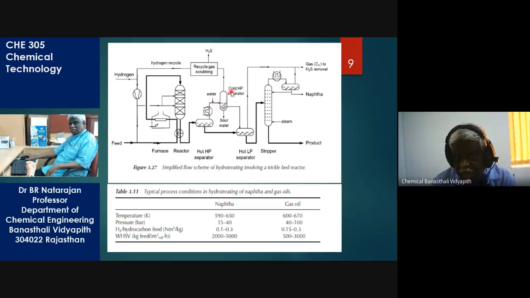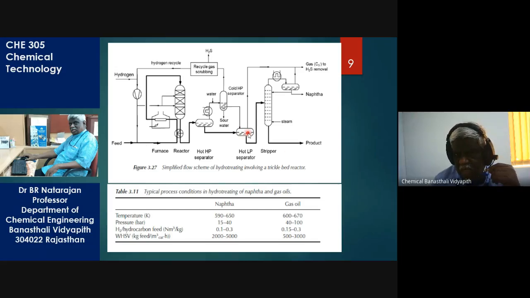From here the hydrogen is separated and recycled back. Remember, the gases contain both hydrogen and hydrogen sulfide, and there are many solvents for absorbing hydrogen sulfide, like monoethanolamine, diethanolamine, potassium carbonate, etc. Some solvent is used in which the H2S is absorbed, and by boiling the solvent, I remove the H2S and the hydrogen is recycled.